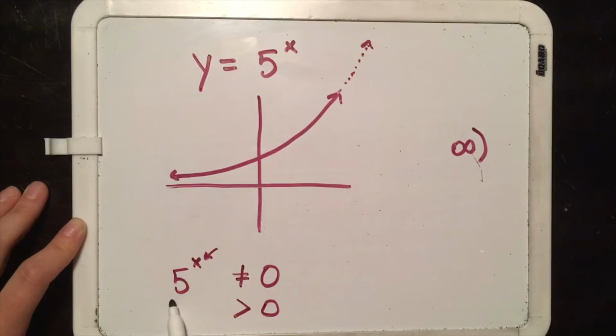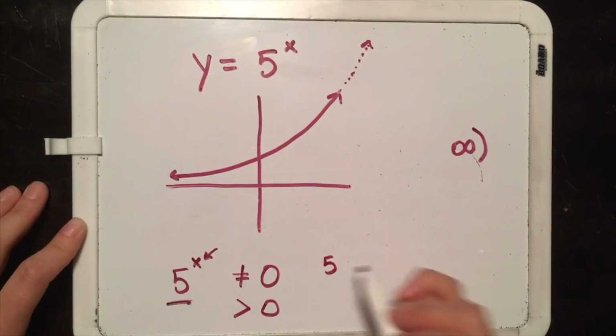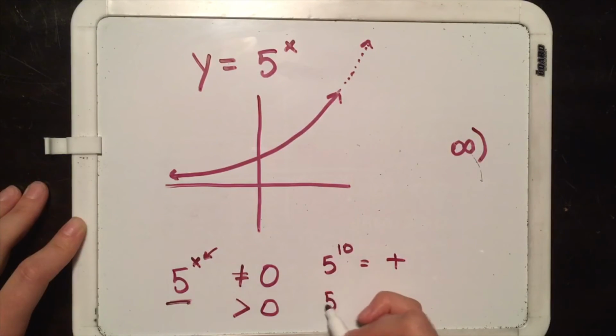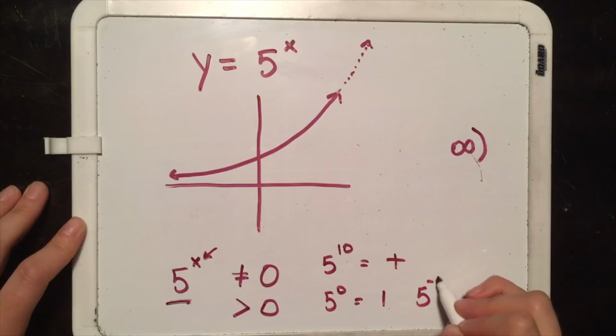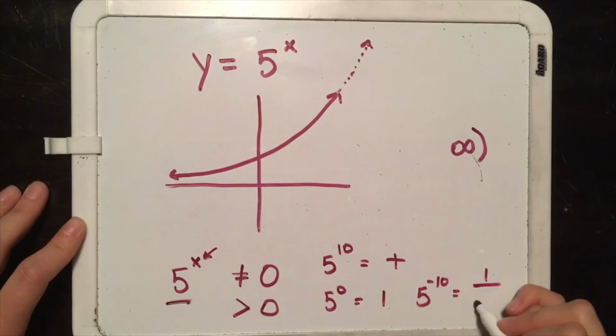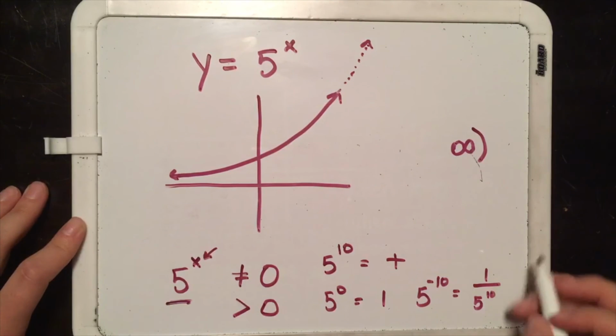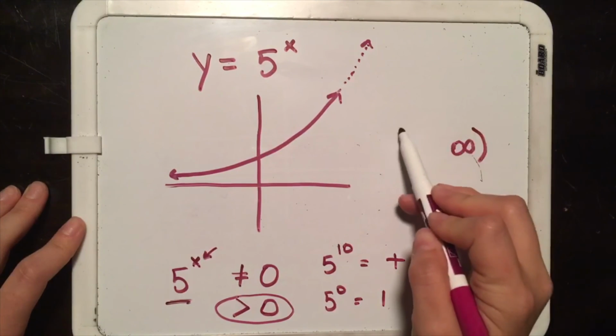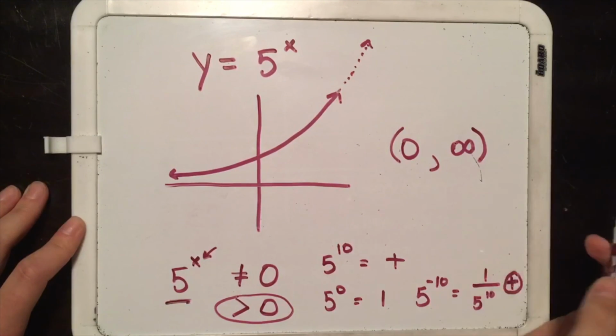We can never get an exponential function with a base of 5 to be negative, no matter what we plug in for x. If we plug in a big positive number, we're going to get a positive number. If we plug in 0, we're going to get 1. And if we plug in a negative number, we're going to get 1 over 5 to the positive 10, which is a very small number, but it's still positive. We're never going to hit 0, and we're never going to be less than 0. So we're always going to be greater than 0. So if we're going to write our range, we're going from 0, not including, all the way to infinity.